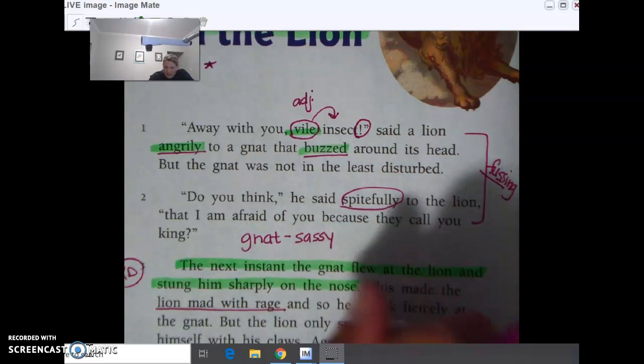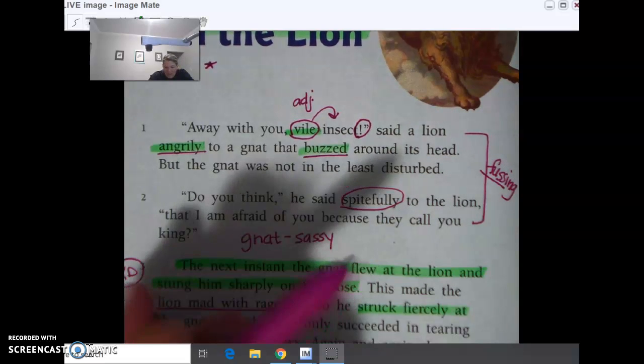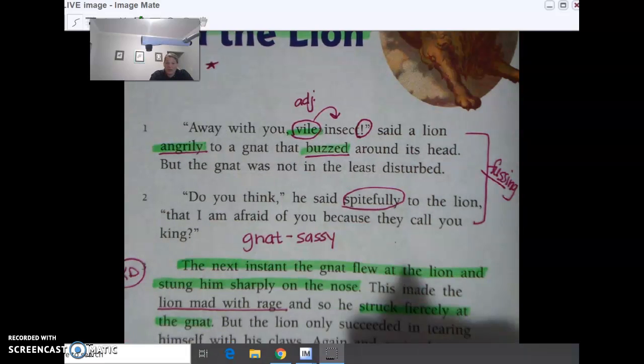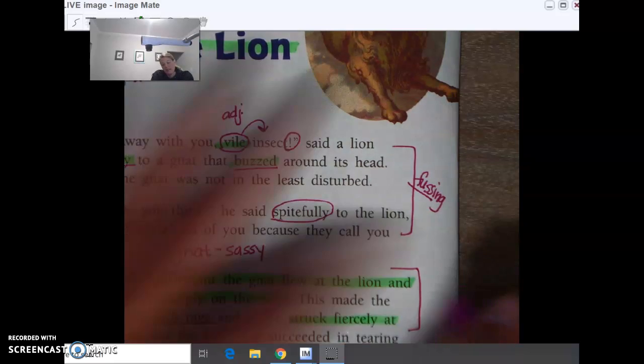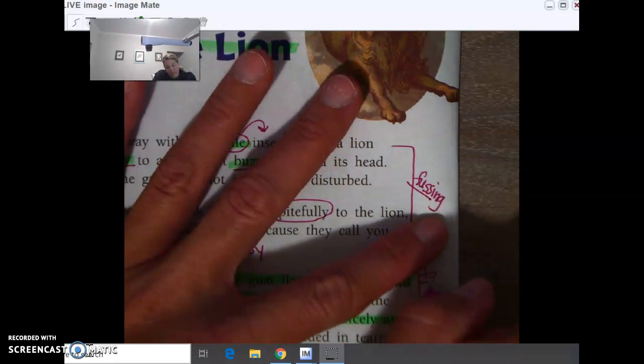So now we were just fussing, and now we are fighting. That's right, we have moved to now we are fighting. They're actually physically hurting each other.